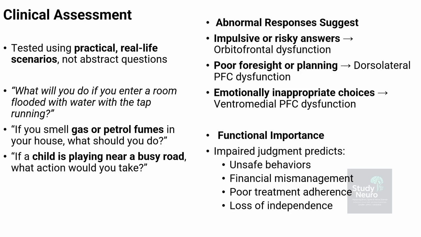The way a person answers these questions can reveal which parts of the prefrontal cortex may be affected. Impulsive or risky choices often point to orbital frontal cortex dysfunction. Difficulty planning or foreseeing consequences suggests problems in the dorsolateral prefrontal cortex, while emotionally inappropriate responses may indicate ventral medial prefrontal cortex involvement. Judgment is critical for daily life. Impairments can lead to unsafe behaviors, financial mismanagement, poor adherence to medical advice, and loss of independence. Assessing judgment in realistic scenarios helps identify these risks and guides appropriate intervention.